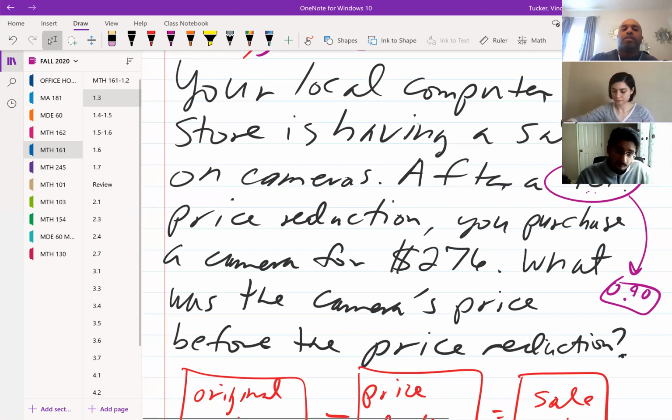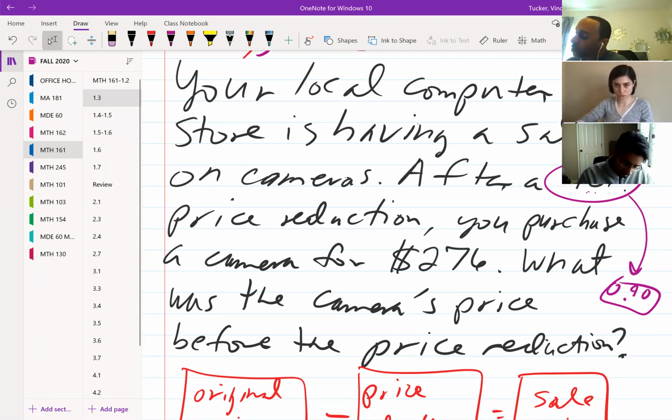All right. So next one, your local computer store is having a sale on cameras. After a 40% price reduction, you purchase a camera for $276. What was the camera's price before the price reduction? All right. So I'll give you a chance to write that down for those who are doing so.